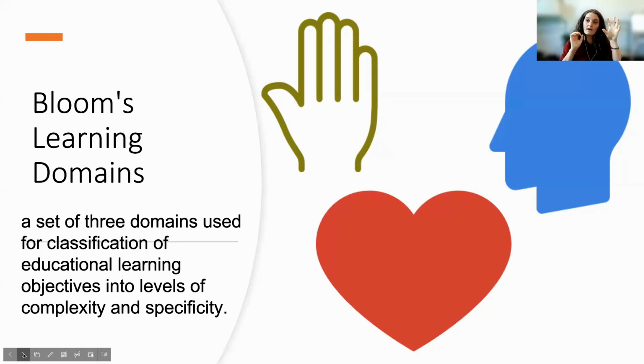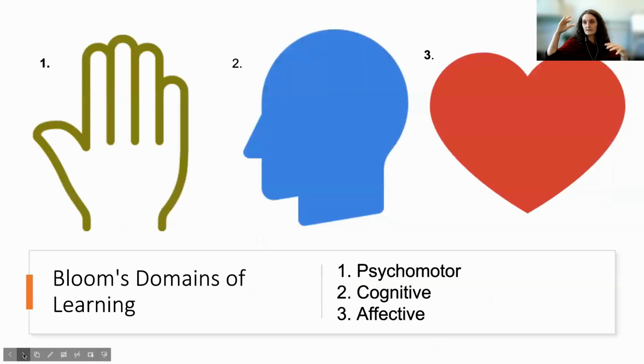So we have 3 icons here. One is the hand, one is the head, one is the heart. We're using the hand as our icon for psychomotor skills. So if you have something that involves a psychomotor skill, those would be a learning objective in that domain. And then a lot of learning objectives that I see at UBC fall into the cognitive domain. And then we've got learning objectives in what we call the affective domain. That's things about values and feelings and reflections.